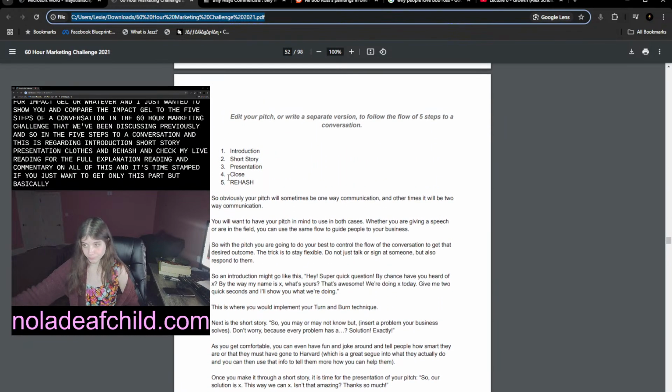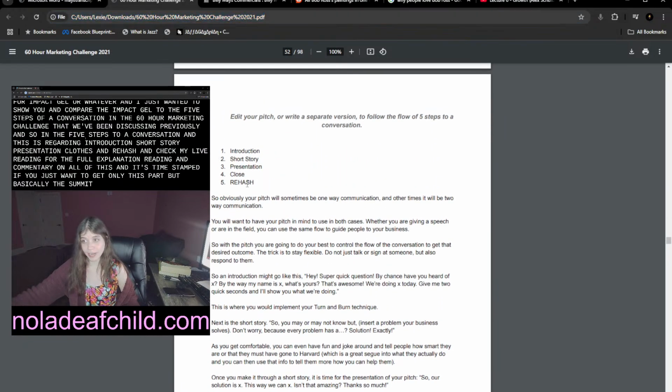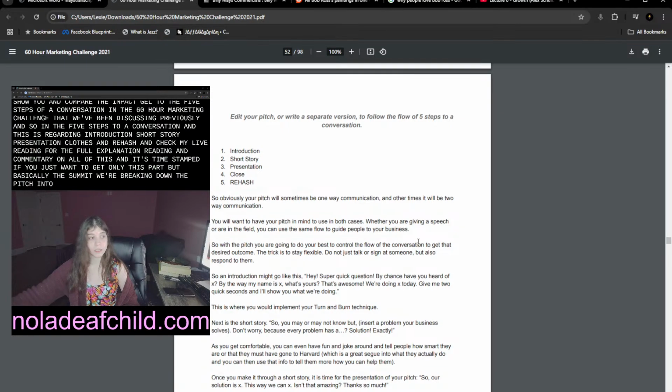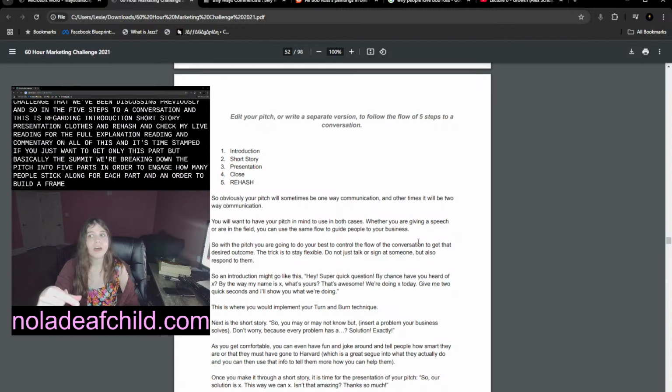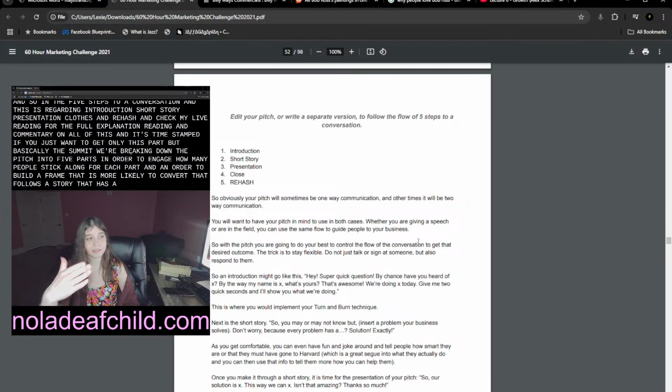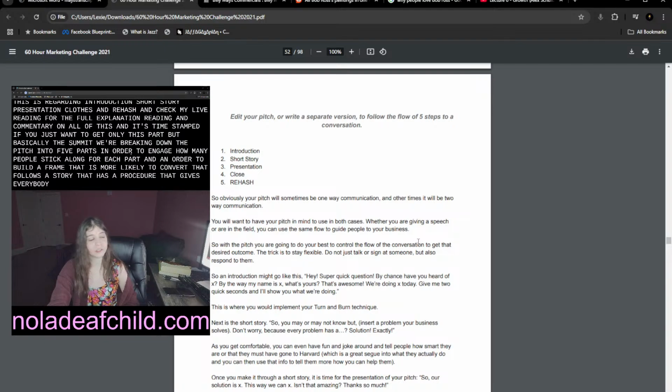Basically, to sum it up, we're breaking down the pitch into 5 parts in order to gauge how many people stick along for each part, and to build a frame that is more likely to convert, that follows a story, that has a procedure, that gives everybody what they need to do to get things done. You know what I'm saying?